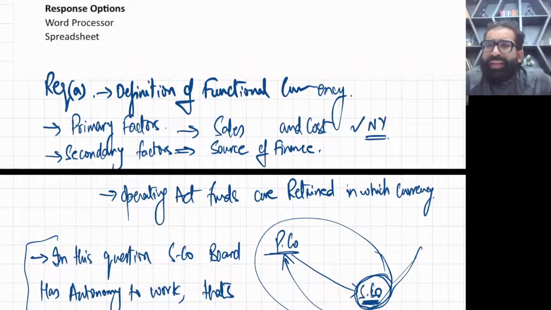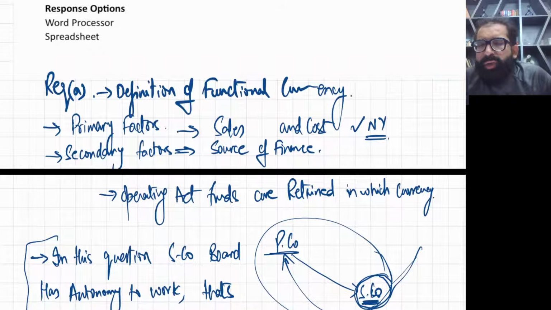And if you cannot solve it through primary factors, then there are some secondary factors. Secondary factors are the currency in which you generate loan or source of finance, like issue shares. And one more secondary factor is the currency in which your operating proceeds are retained.